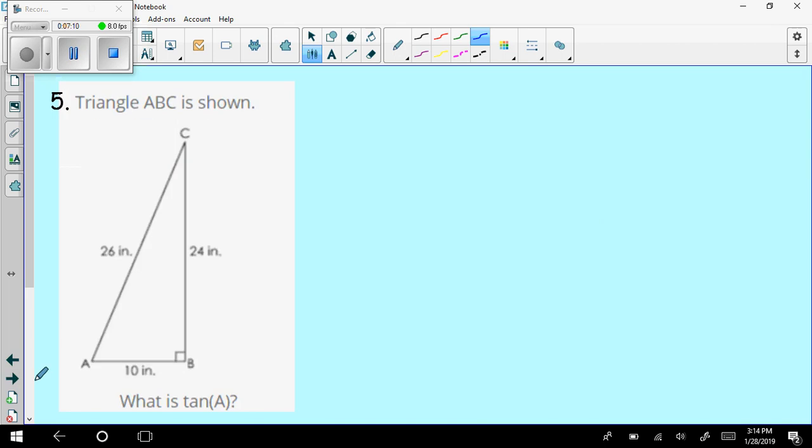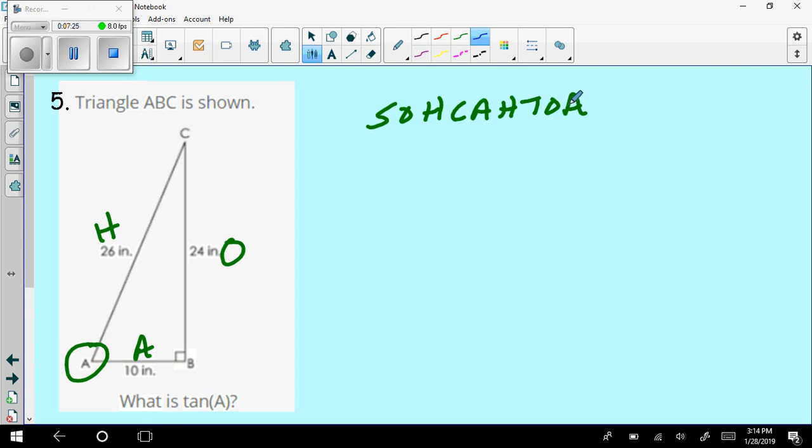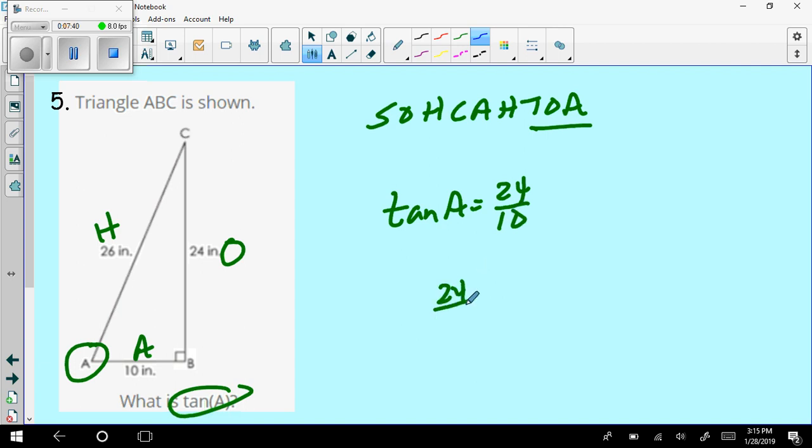Tangent of A. Okay, here is A. That would force this to be hypotenuse, this to be opposite, and this to be adjacent. Here we go again. We want tangent. So tangent is opposite over adjacent. So tangent A would be 24 over 10, opposite over adjacent. And I believe on this one, all we have to type into those boxes is 24 over 10, since they've already asked for the tangent of A.